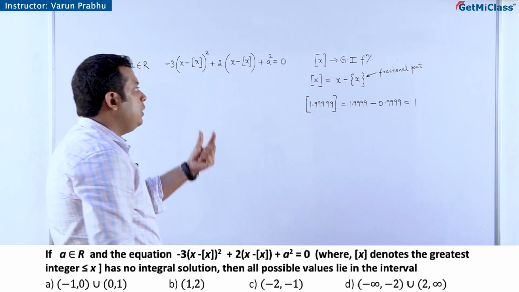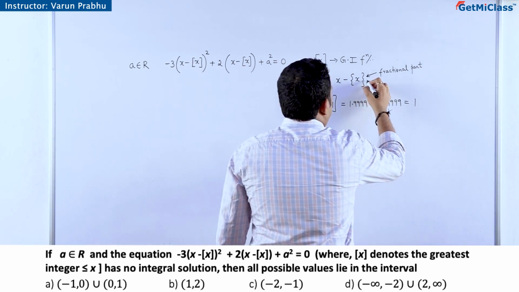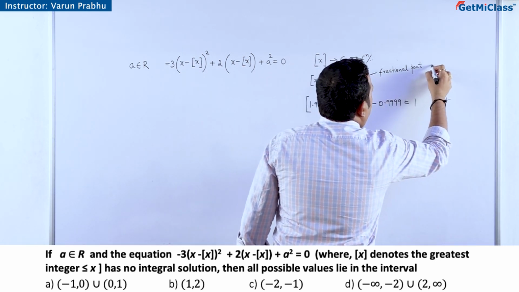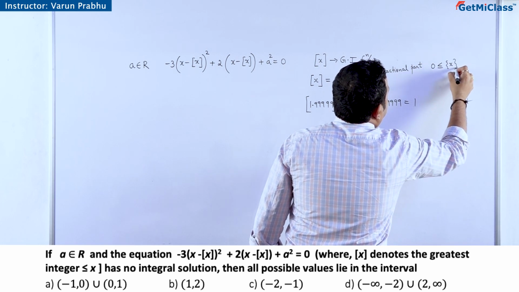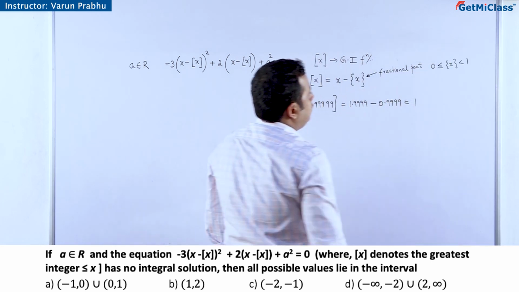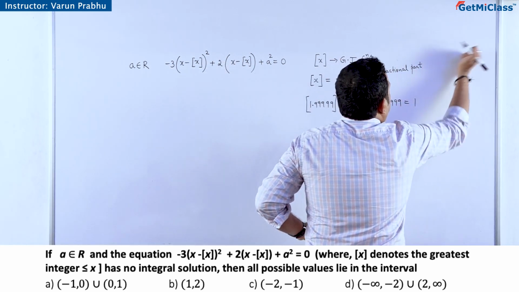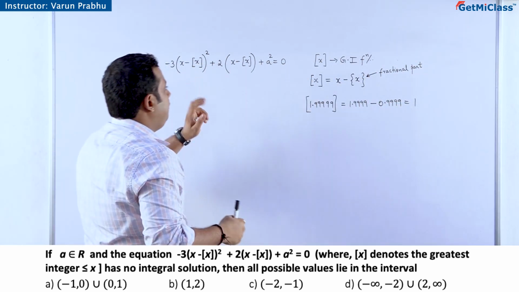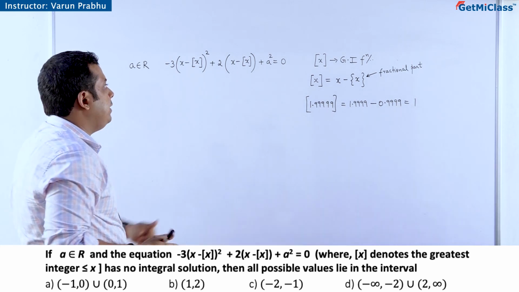And you always know that the fractional part will always lie between 0 and less than 1. Yes or no? If you want to calculate this part, look here. I'll tell you how to. Fractional part means always the decimal point. It should always be less than 1, but it should be greater than or equal to 0.